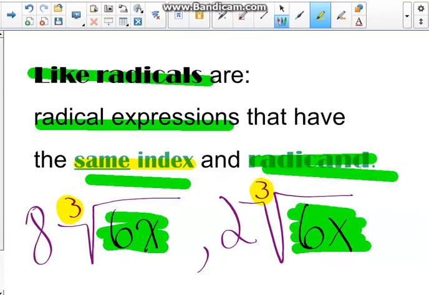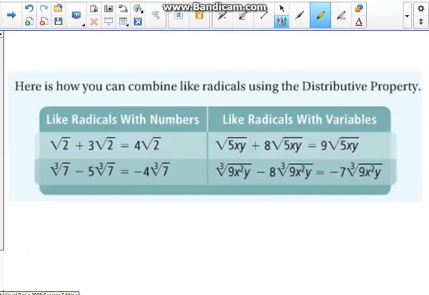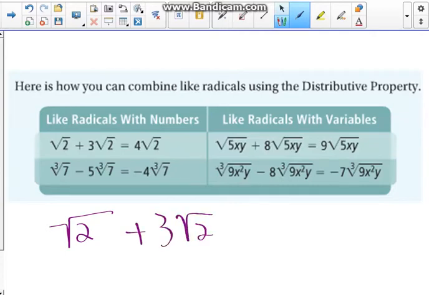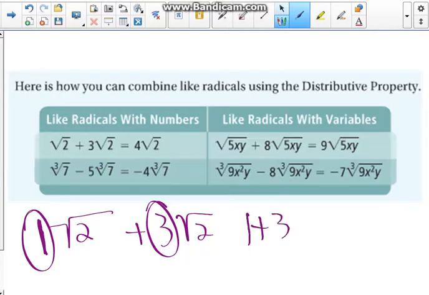There are things that we can do with our like radicals. So here's how we can combine the like radicals using the distributive property. If I have a like radical, like right here, square root of 2 plus 3 square root of 2, this is just like having a 1 in front of it if nothing's there. Well, what we do is add the numbers and keep the radical sign with its radicand. So it becomes 1 plus 3 radical 2, which is 4 radical 2.